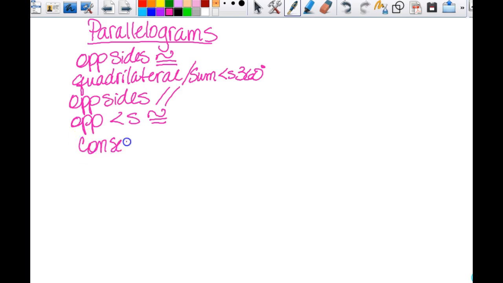Consecutive angles supplementary. All right. Back there, give me something. You know, you could actually look at your notes. You don't have to stare at me. Just saying. It actually does help. I know you'd be surprised. All right, good. Diagonals bisect each other.